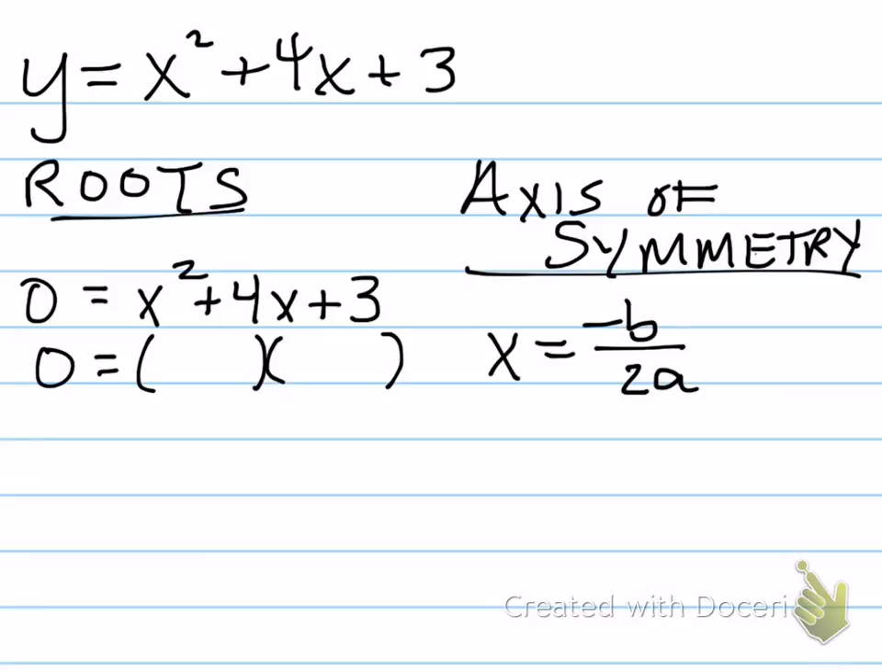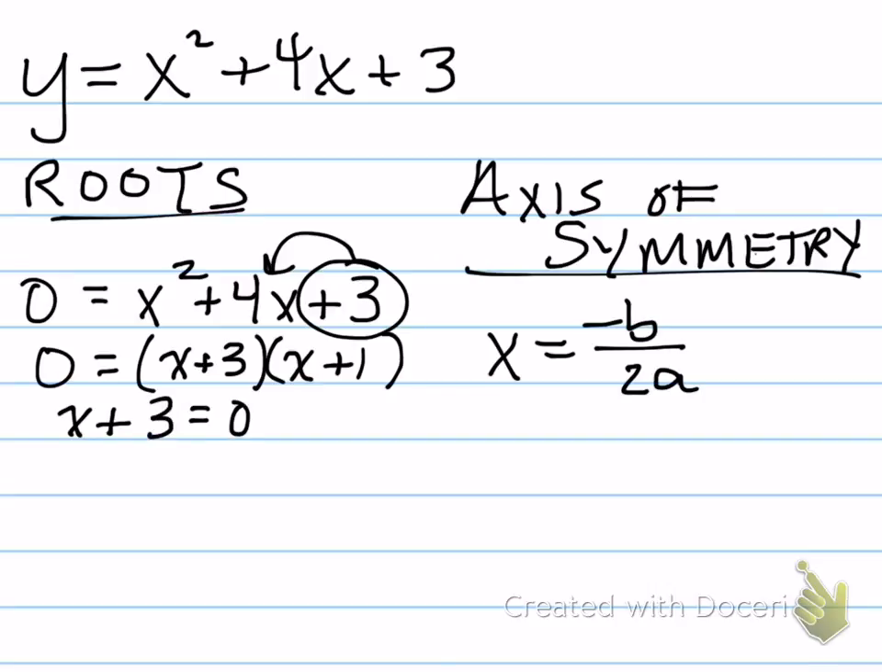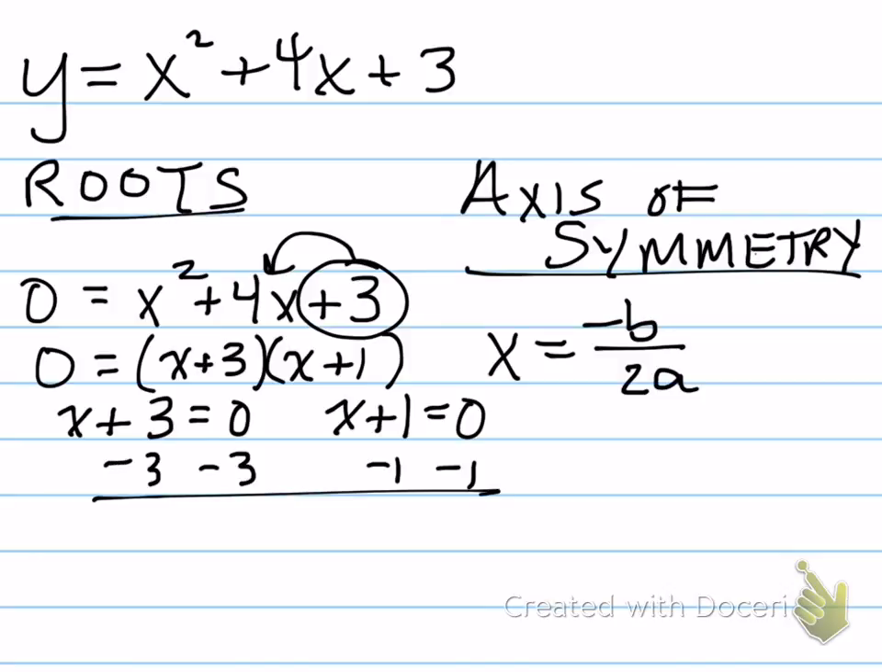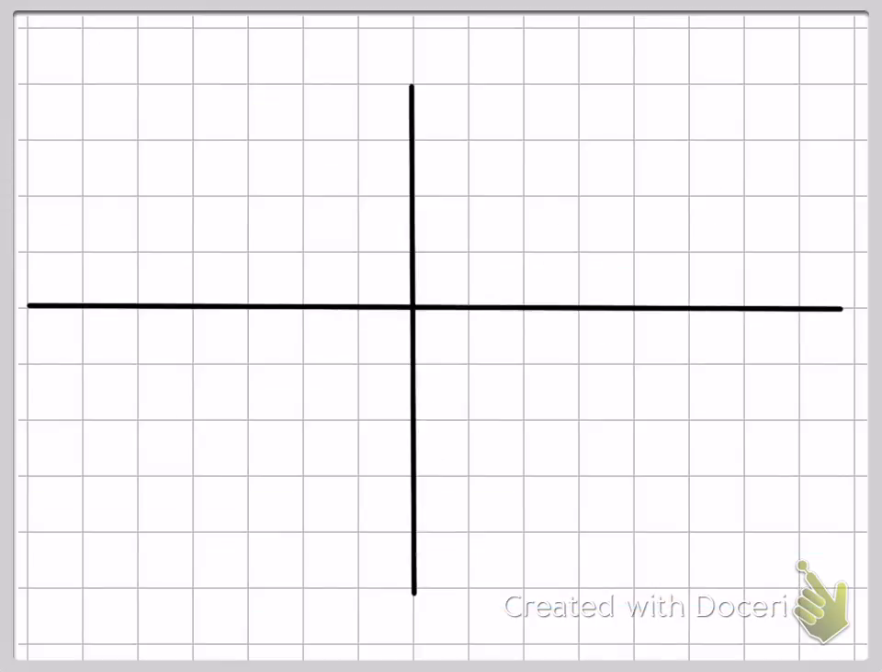We're going to use the zero property here, and we only have to find factors of 3 that add up to 4. Those would be positive 3 and positive 1. And due to the zero property, we know that either that first factor or the second factor would have to equal 0. Inverse operations for each one would show us that our roots are at negative 3 or at negative 1. Since those are x-intercepts, we would go over to negative 3 and negative 1, and we know that our parabola goes through those 2 points.